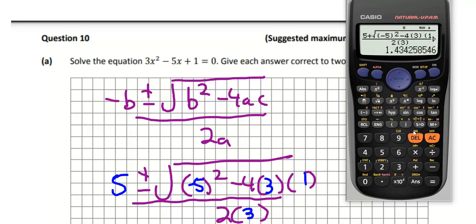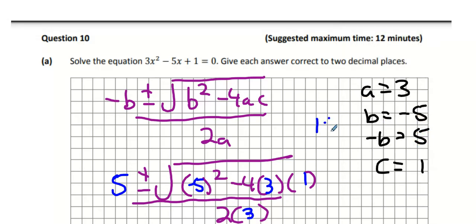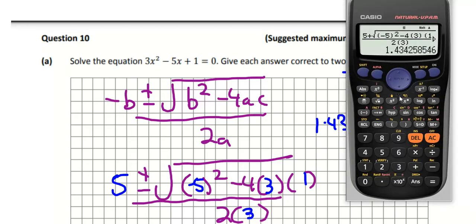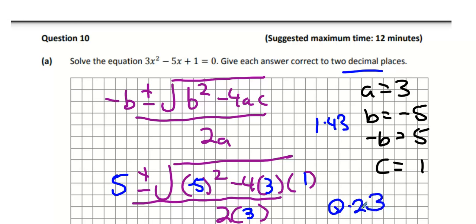Now, who got 1.43? 2 decimals. And then subtract. Okay. 0.23. Now, gents, everybody listening? Do you see those 2 answers? Okay. Are you all listening? Guys, listen up for a sec.